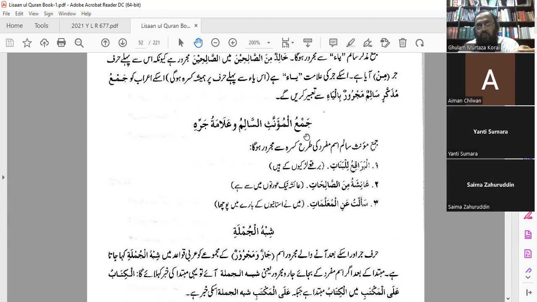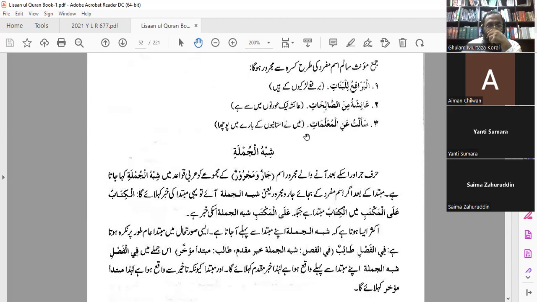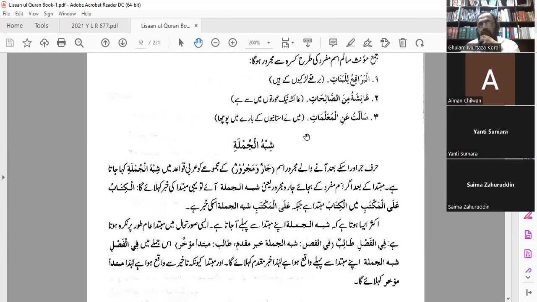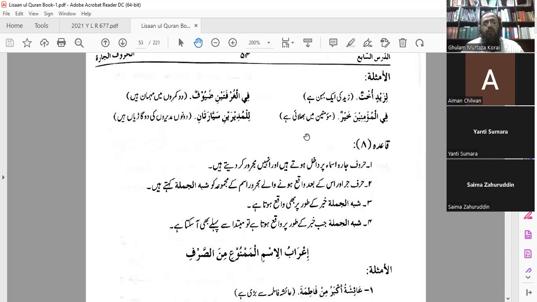Like, al-bara'u lil-banati, lil-banati. 'A'ishatu minas-salihati. Sa'altu 'anil mu'allimati. We also learned salihatun. Now, if there is jam' mu'annath salim, it will be marfu' with damma or dammatain, and it will be mansub and majrur with kasra or kasratain. Right? And now this is shibhul jumla, jarrun wa majrurun, that is shibhul jumla. Now this is li-zaydin ukhtun, as sister Yanti told us.